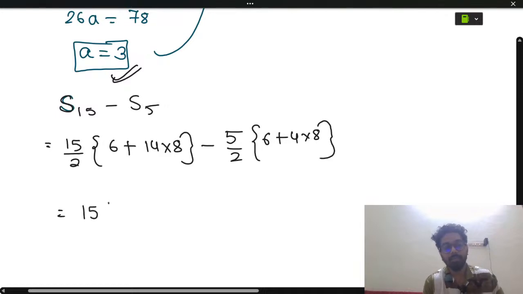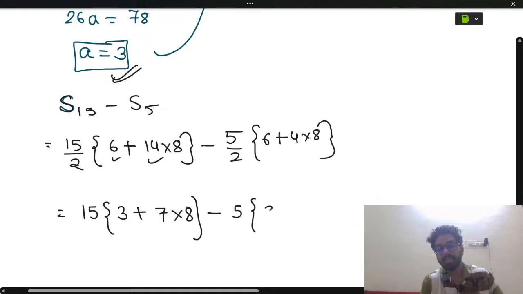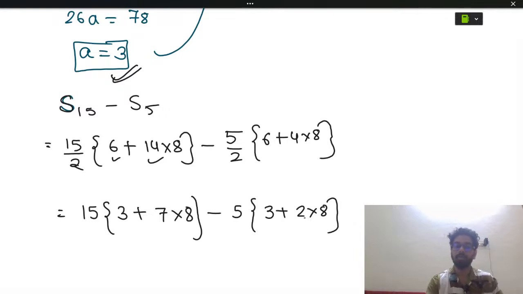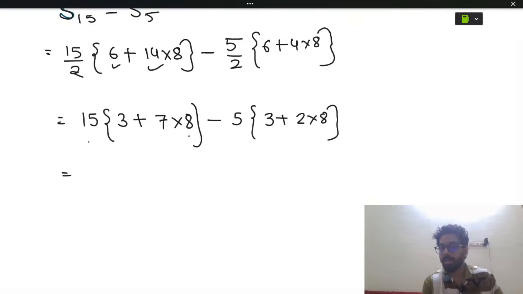So 15, if I send it inside this, (3 plus 7 into 8). So 2 divides every term. Minus 5 into (3 plus 2 into 8). Okay. Now we are about to get the answer. 7 into 8 is 56 plus 3, 59. Okay, but I will write 15 as 5 into 3 into 59. Alright. Now this is 8 into 2 is 16, plus 3 is 19.